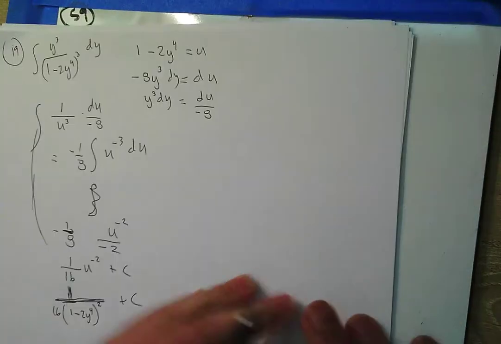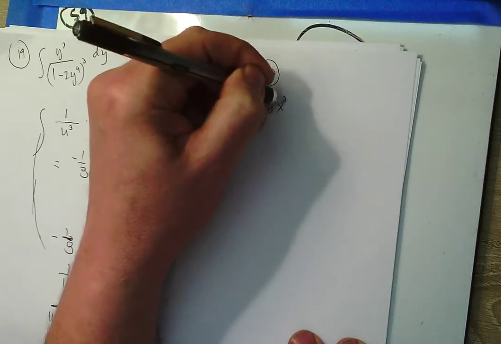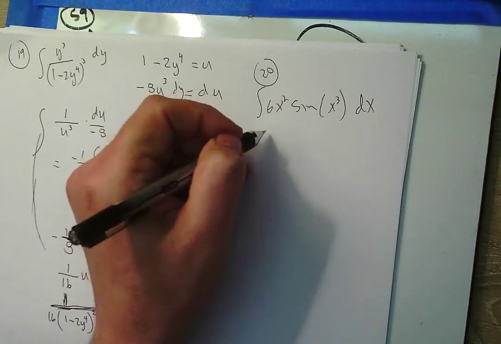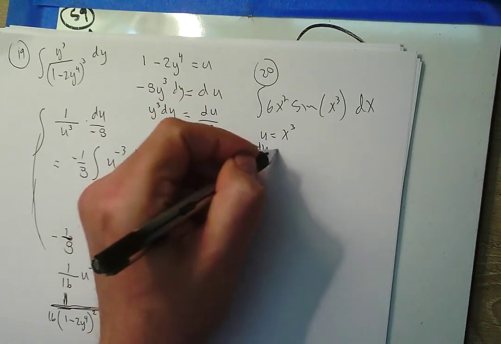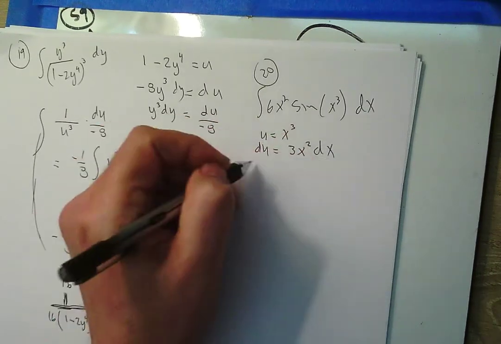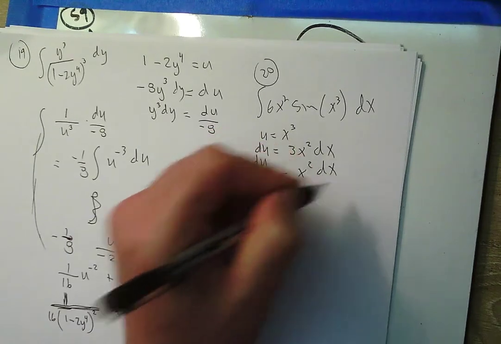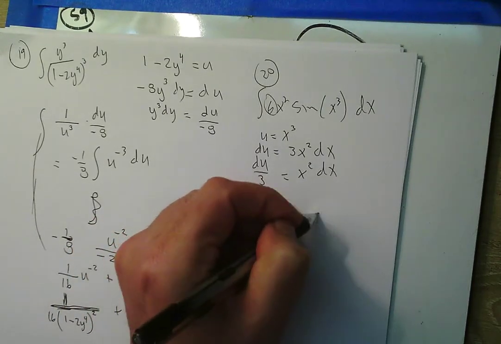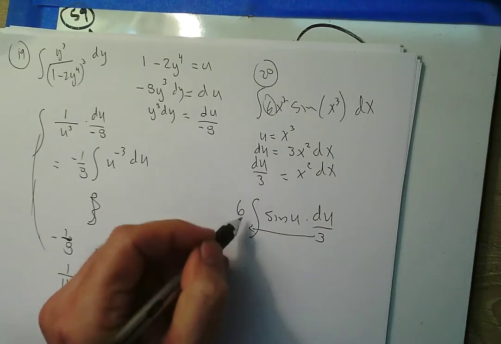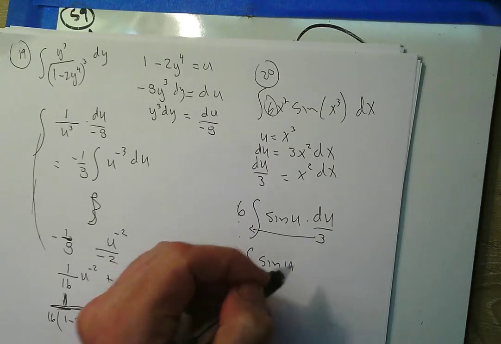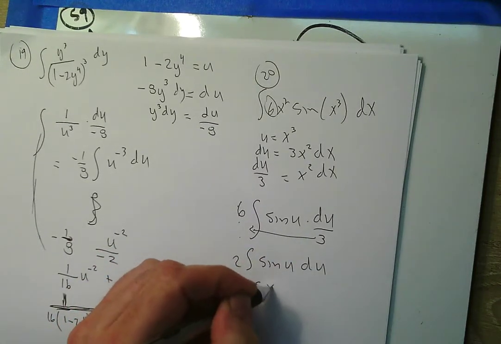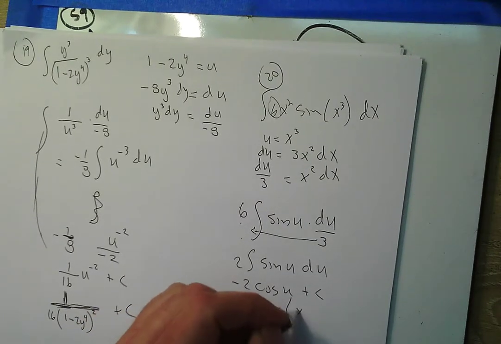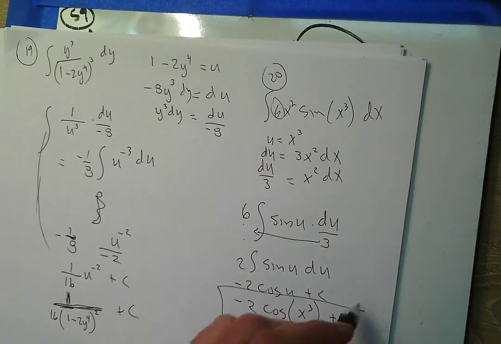Okay, 20. 20 is the integral of 6x squared sine of x to the 3rd dx. I see this as u equals x to the 3rd, du equals 3x squared dx, du over 3 equals x squared dx. So I can pull out this constant, 6 integral sine of u du over 3. 6 over 3 is 2, integral sine u du. So negative 2 cosine, because we're doing antiderivative here, of u plus c, which is negative 2 cosine x to the 3rd plus c. For number 20.